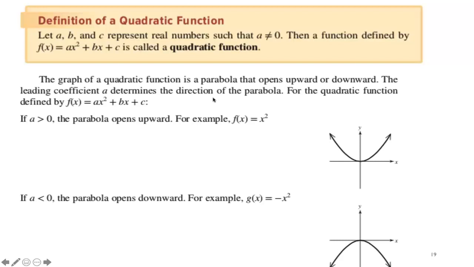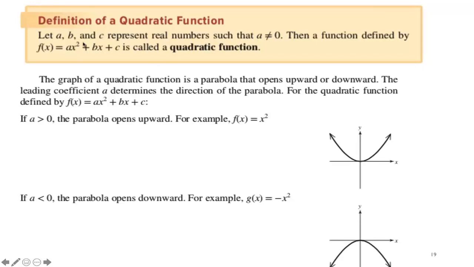The graph of a quadratic function is a parabola, which either faces up or faces down. It doesn't have to be centered at the origin, but it can move around a little bit. This example is x squared, the simplest quadratic, and this is its negative. If I negate this function, I get the reflection over the x-axis.